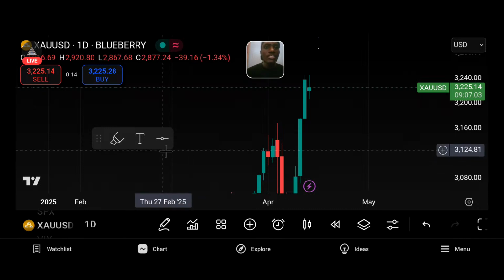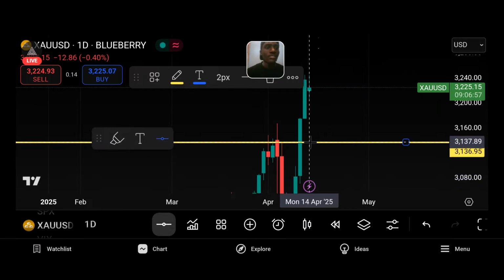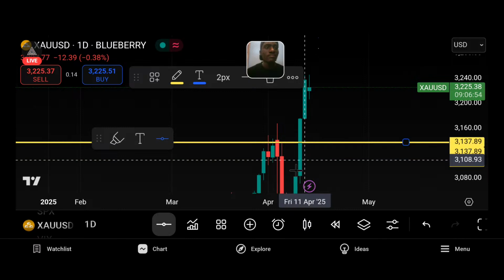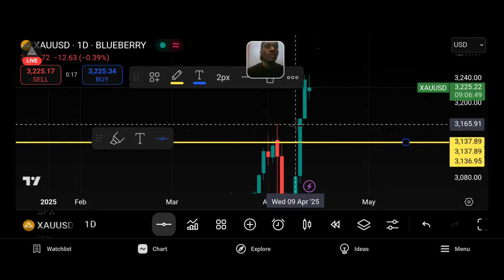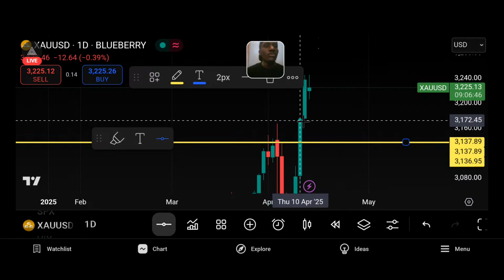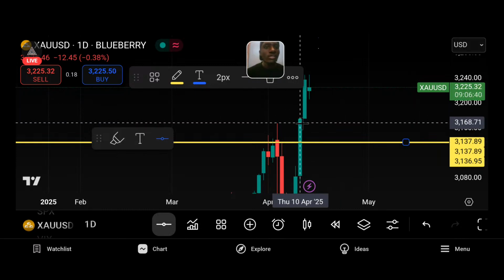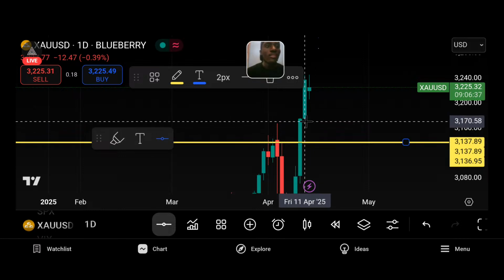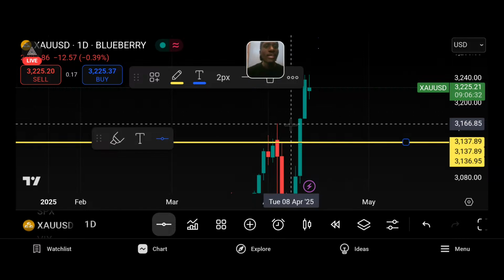Now let me just put a range there, because you can see that this was a resistance, and is now a support. This was clearly a breakout, because I trade breakouts. The reason why this candle continued to move all the way up was because of this candle, because this was a breakout candle. Simply, when a candle closes above a resistance, it means that price is most likely to continue to the upside.